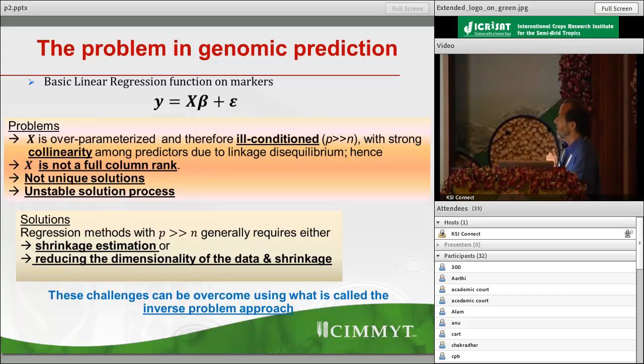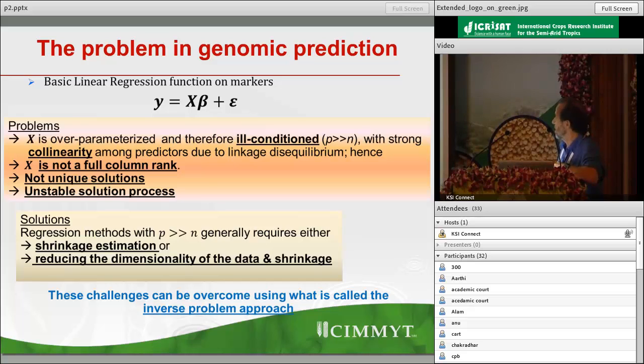When the number of markers P is much larger than N, we can either use a shrinkage estimation and say some markers have an effect equal to 0, or we reduce the dimension of the data, the dimension of the columns of that particular matrix. And this is exactly what this inverse problem approach is doing.